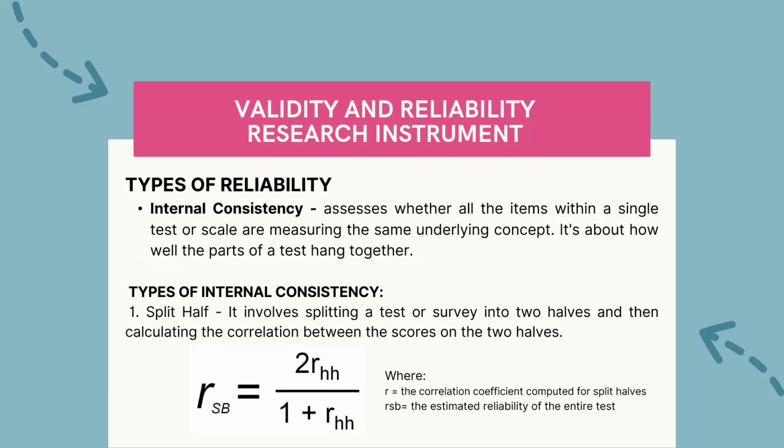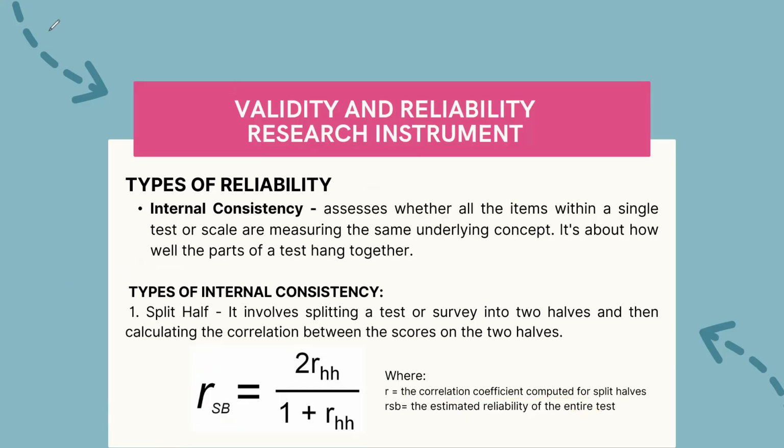So once again, we have this split half. It involves splitting a test into two halves and then calculating the correlation between the scores on the two halves. Here we have this formula, which is our split half internal consistency. R represents the correlation coefficient computed for the split halves, and RHB is the estimated reliability of the entire test. And to continue, we have some examples.